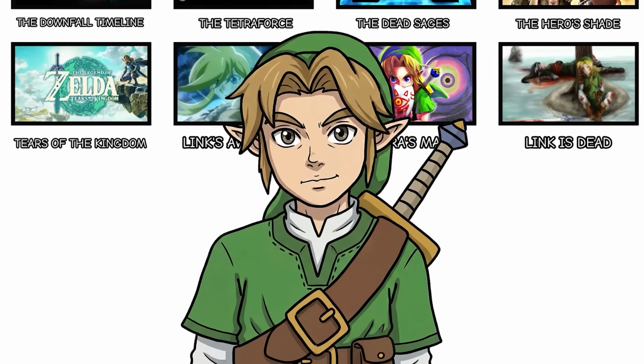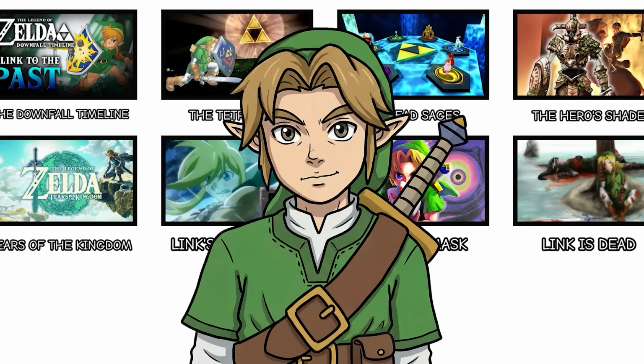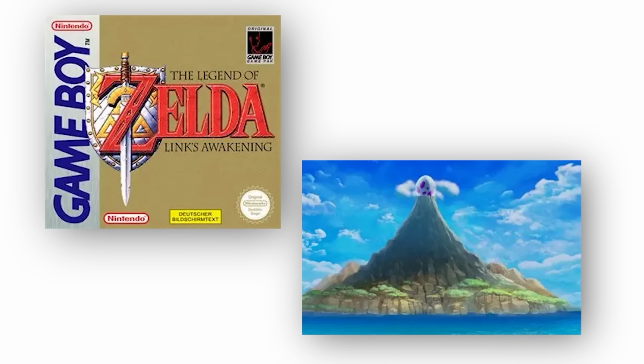The next theory forces you to confront whether completing the game's objective makes you a hero or a mass murderer. Link's Awakening. In Link's Awakening, the entire island of Koholint exists within the dream of the Windfish.